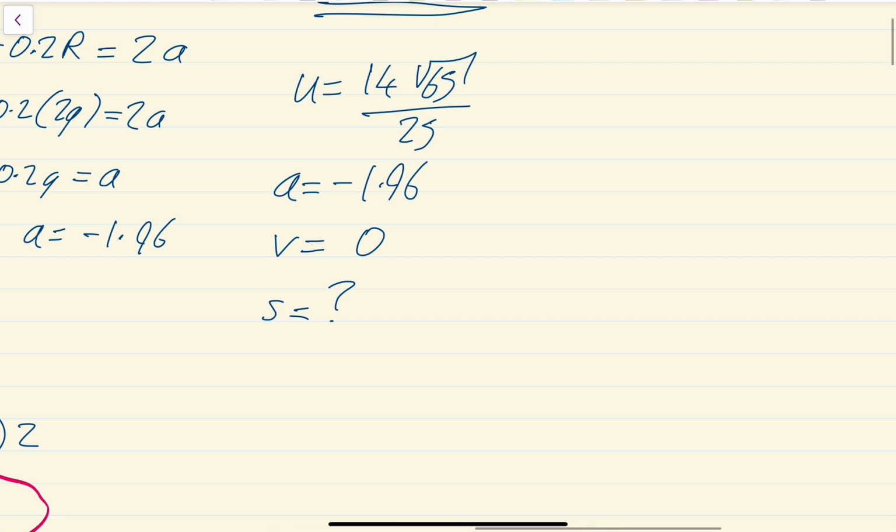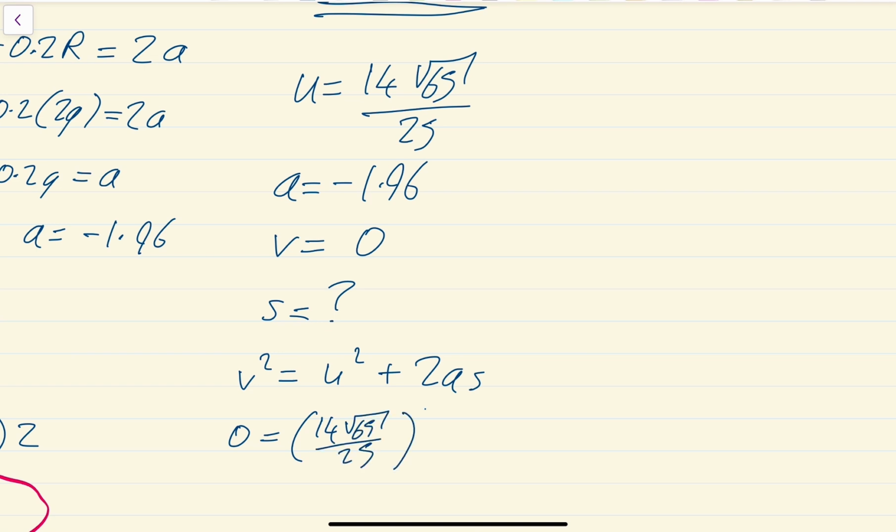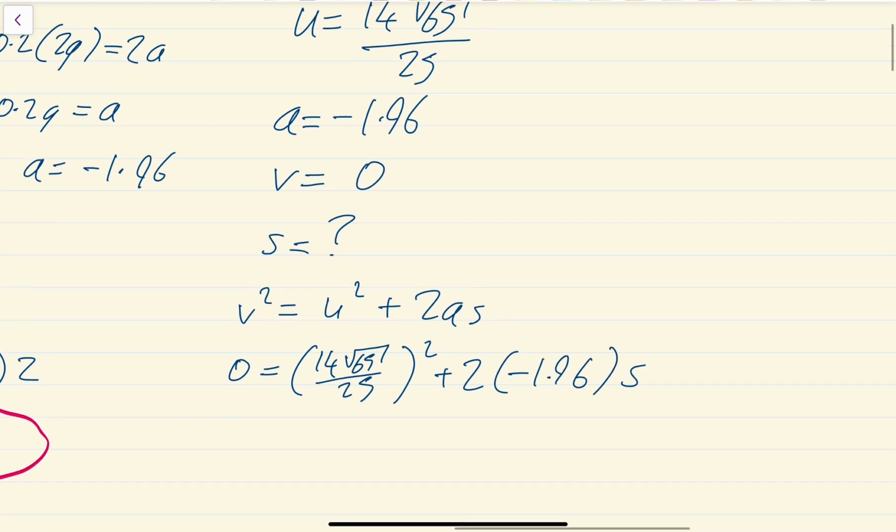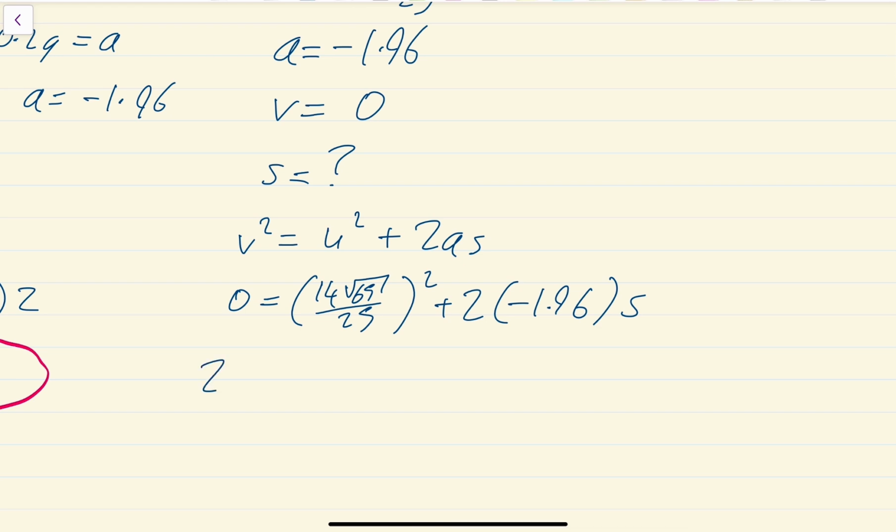So again, we're going to use v squared equals u squared plus 2as. So 0 is equal to my u squared, which is 14 root 65 over 25 squared, plus 2 times my minus 1.96 times my s, and then we'll bring that across. That's going to be 2 times 1.96 s, positive now, is equal to, and then let's just work that out. That's going to be a mess. Right, bear with me a wee second.